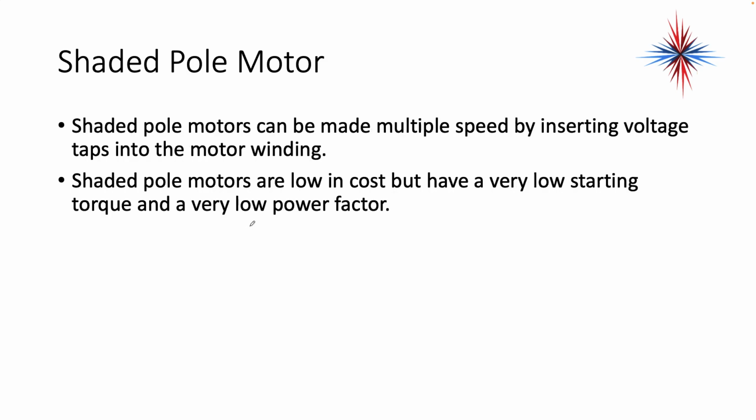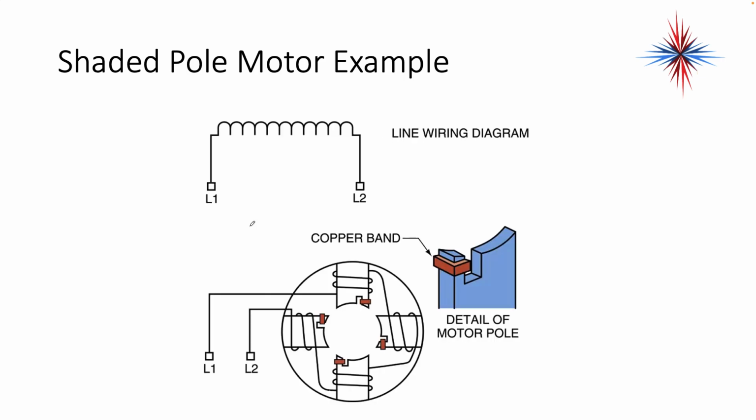Shaded pole motors can be made multiple speed by inserting additional voltage taps. Shaded pole motors are low in cost but have a very low starting torque and a very low power factor, so they are suited to very small loads. This is an example of a shaded pole.